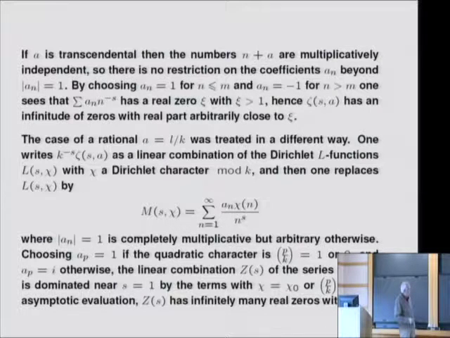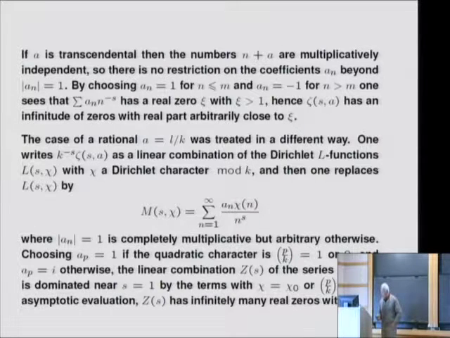So in this case, you get a combination which is 0 again. Notice that you need at least 2 characters. So this thing, of course, does not work. You need the quadratic character for doing this game.